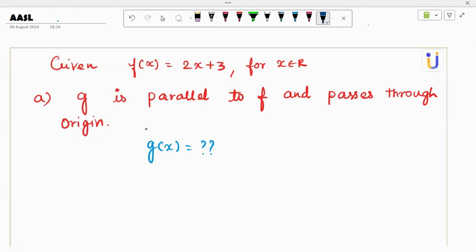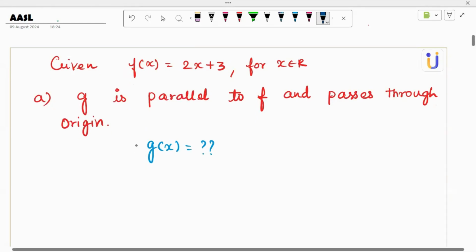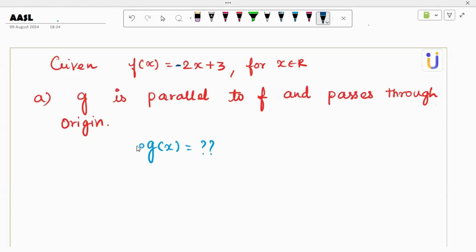Okay, a function f is given and we need to find another function, which is g. It is also a linear function. g is linear and it is parallel to the graph of f. f is also linear, we can easily see that. And it passes through the origin, right? And here it's actually f of x is minus 2x plus 3, x belongs to R. Let's start with the solution part.